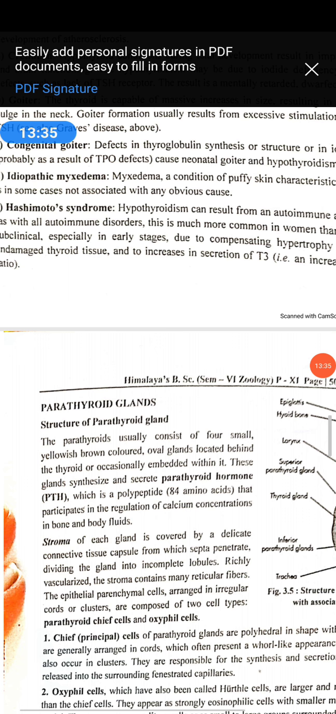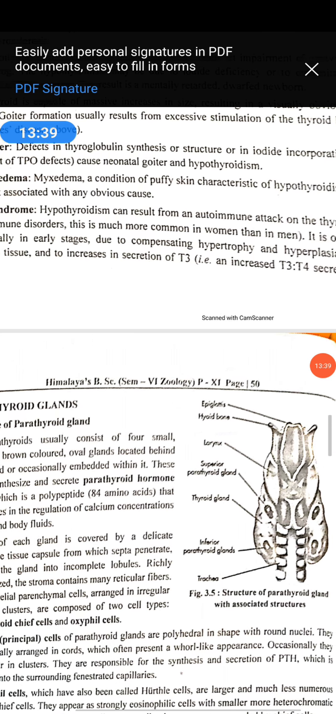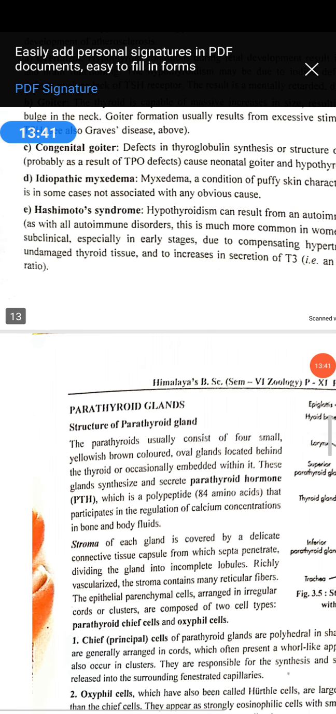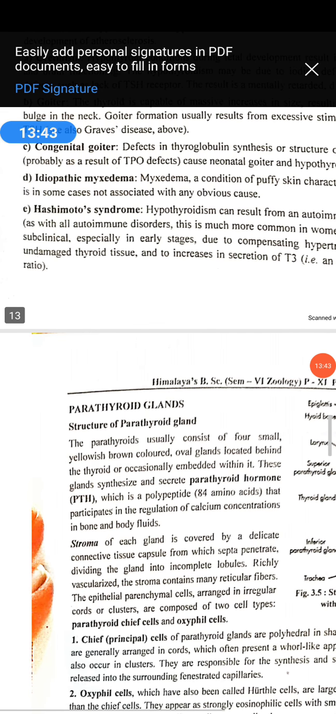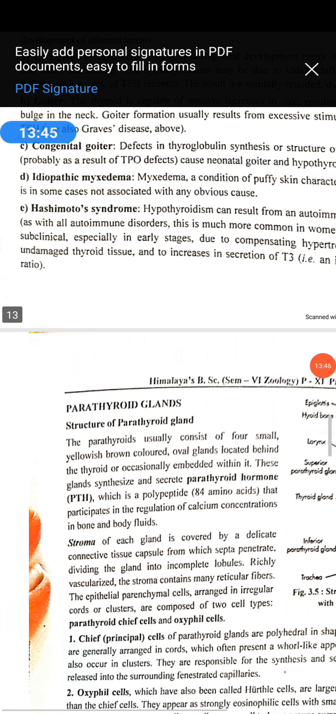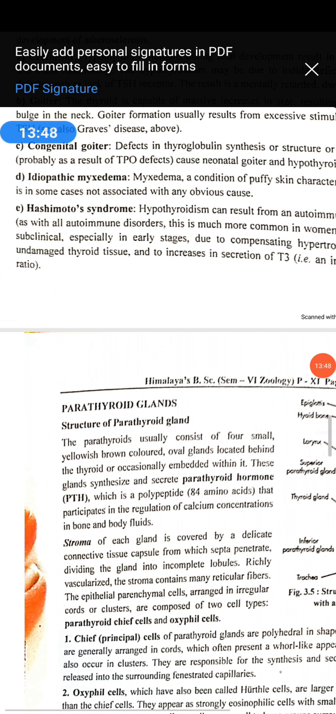Then idiopathic myxedema is a condition I already explained, where the thin skin becomes very thick and puffy, and in some cases is not associated with any obvious cause. So students, here I finish my topic, the thyroid gland, the hormones of the thyroid gland, that is thyroxine and calcitonin, and the disorders due to hypersecretion and hyposecretion of the thyroid gland.